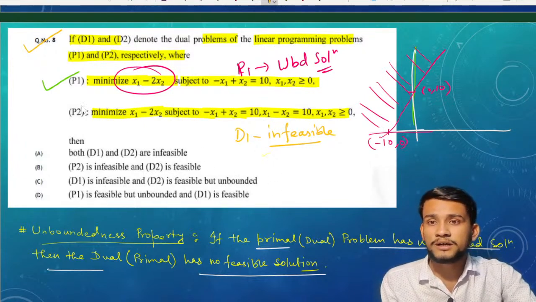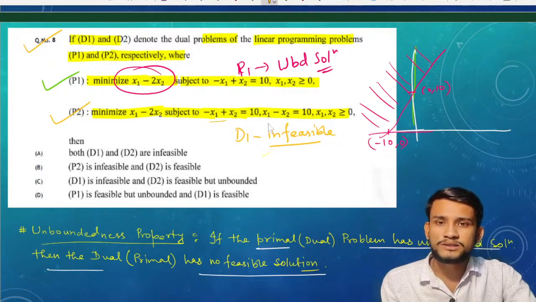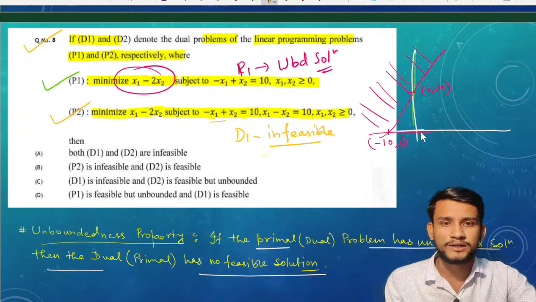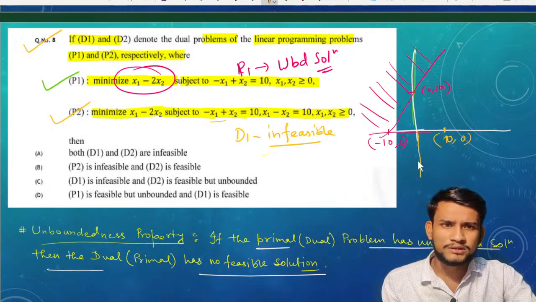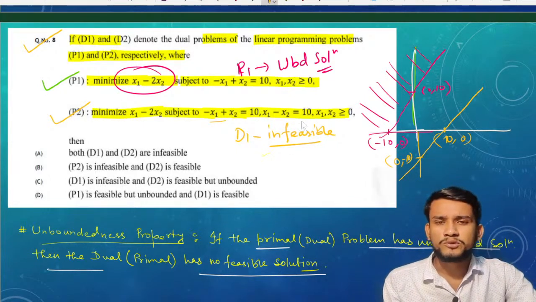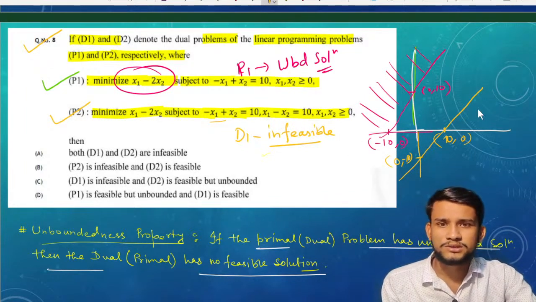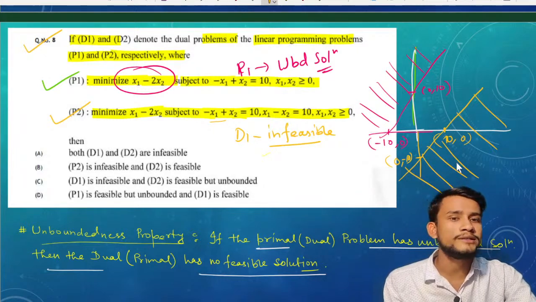Now we check the primal problem P2. Okay, so here one constraint is the same, minus x1 plus x2 equal to 10, and x1 minus x2 equal to 10. That means x1 is 10, 0, this is one point, and 0, minus 10, this is another point, you can check it once. Okay, so this is the line, and if we put 0, 0, this does not satisfy, that means this side is the solution. Okay, this is again an unbounded solution.